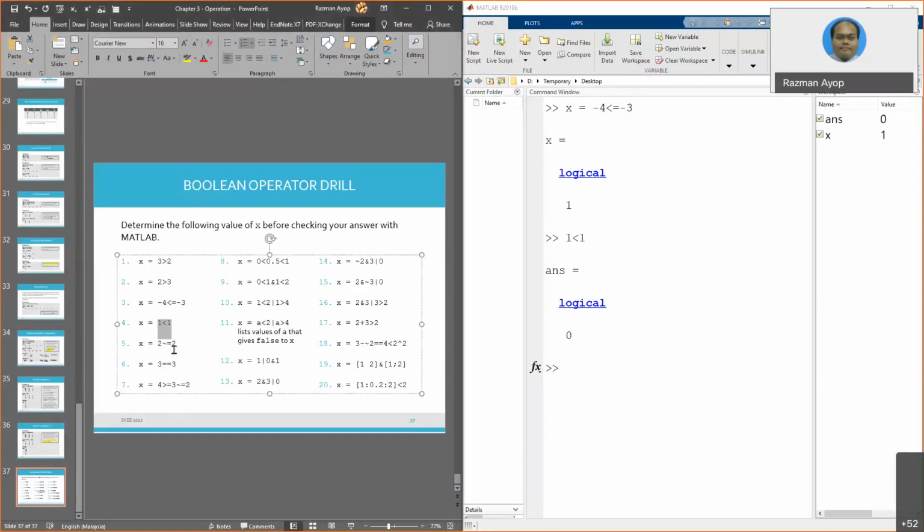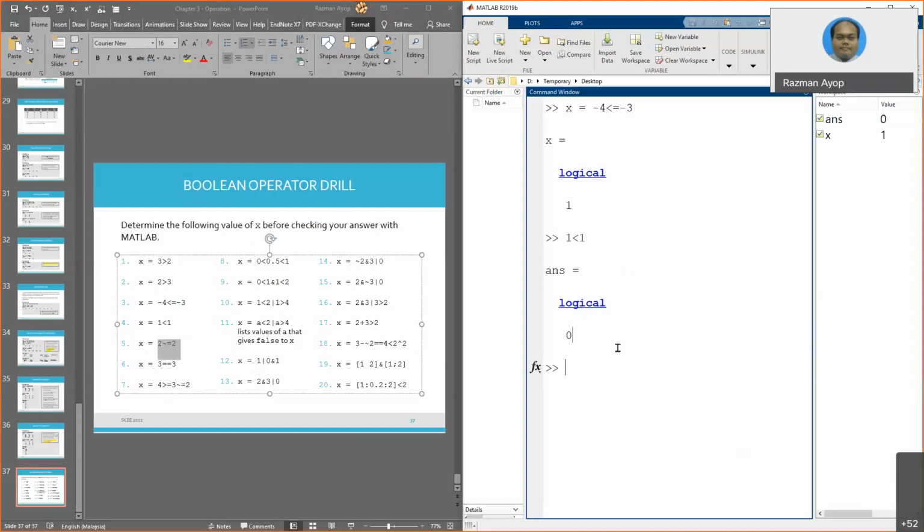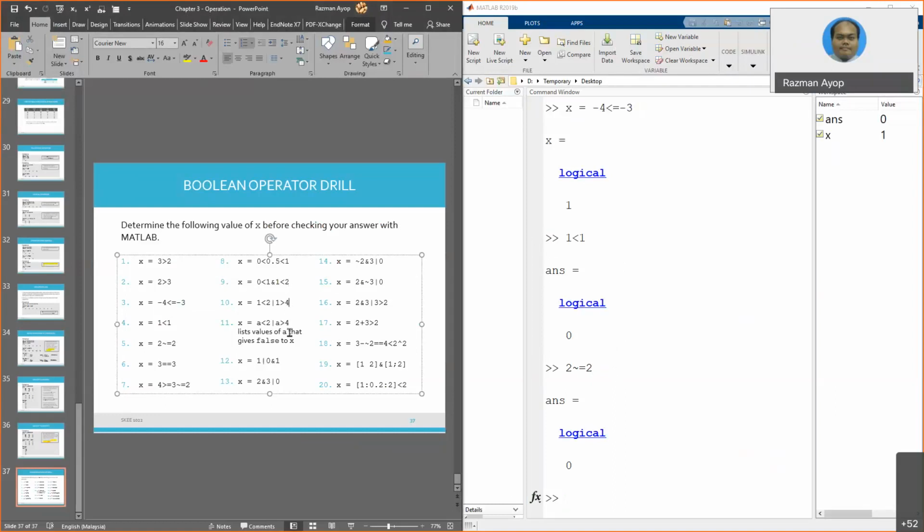Okay. 2 is not equal to 2. Okay, this is false. 2 is equal to 2. Okay, so you can try all of this. Okay, which one is okay? This one.